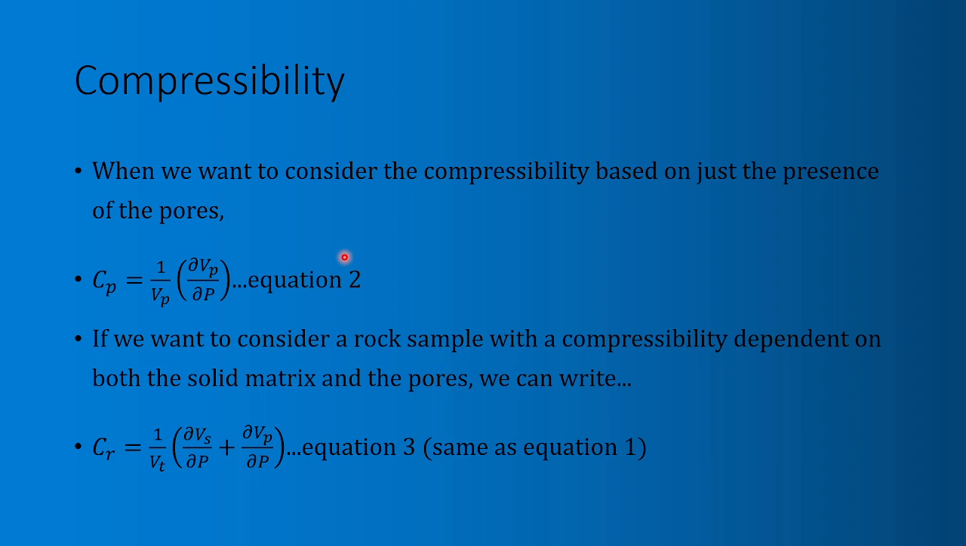The solid part is the part consisting of the rock material itself. So when we apply pressure to such a structure, we can have the solid part, that's the solid matrix, being compressed. And we can also have the pore spaces being compressed or being reduced as we apply pressure. So we can check the compressibility for the solid matrix, and we can check the compressibility for just the pores.